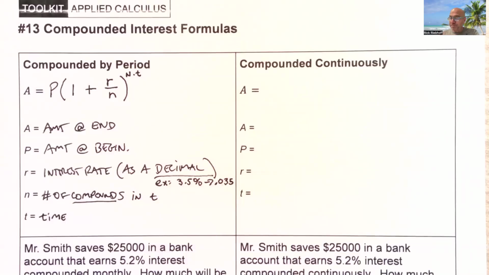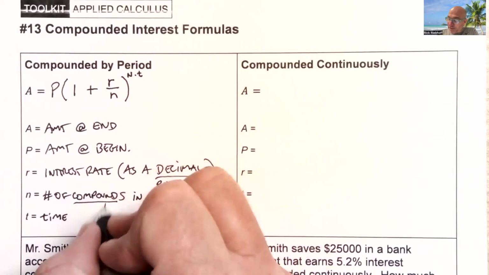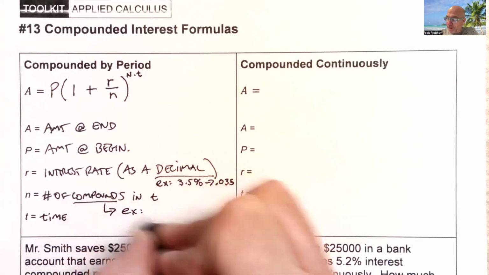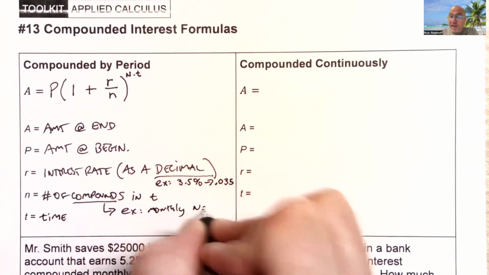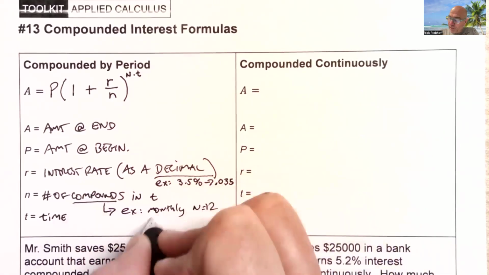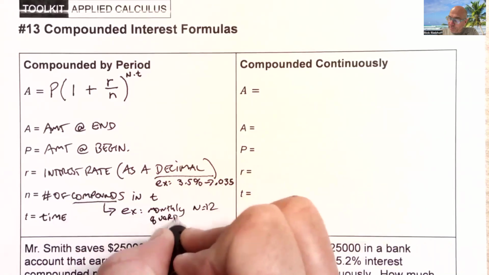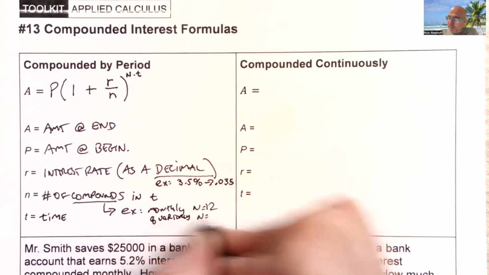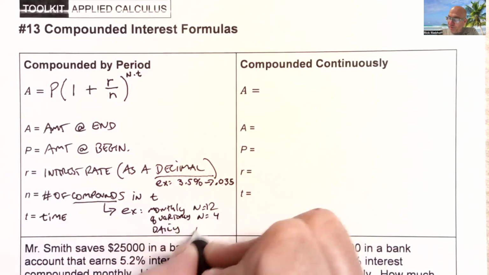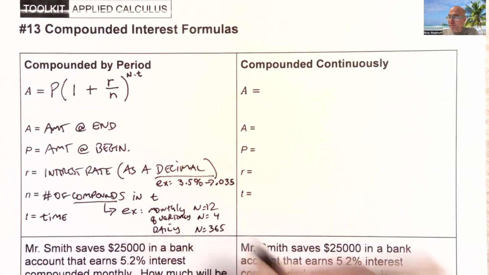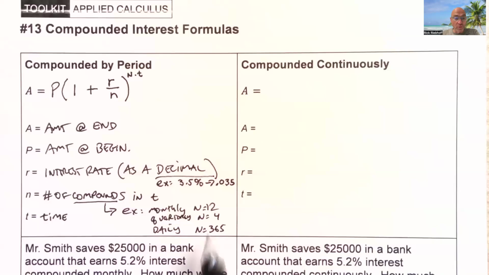Okay, so we'll give you some examples here. If we compound monthly, then N would be 12. If we compound quarterly, N would be 4. If we compound daily, N would be 365. Some of you would say 365.25 because of the leap year, and that's fine too. You could do that if you want to. So cool, that's that.